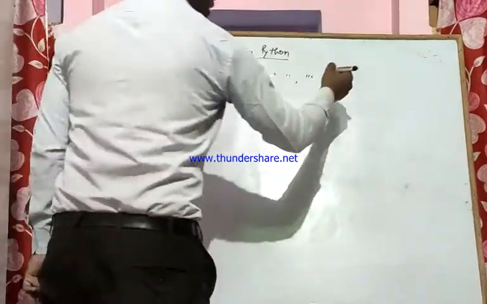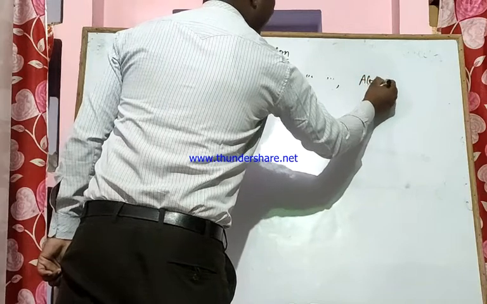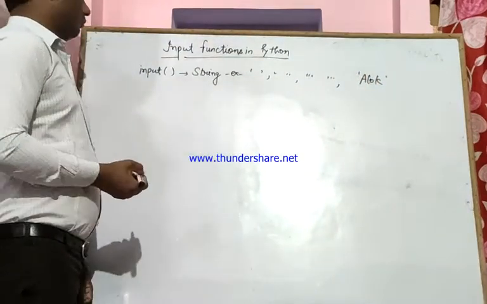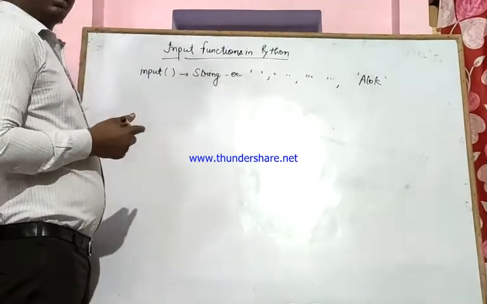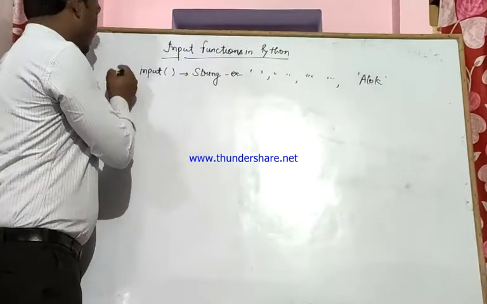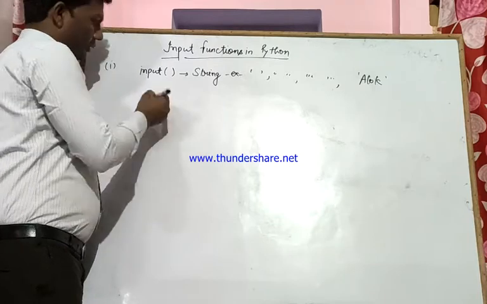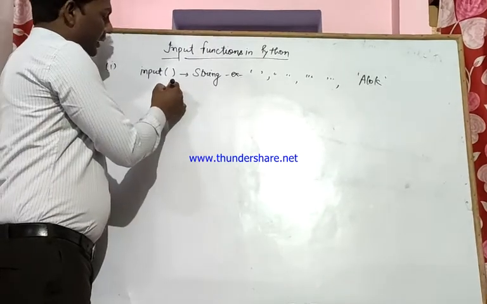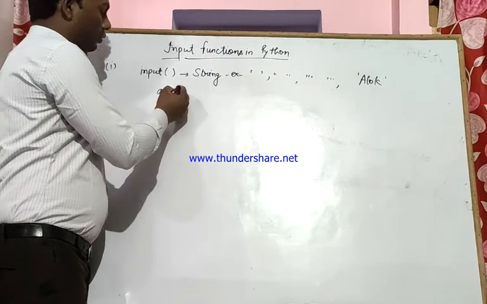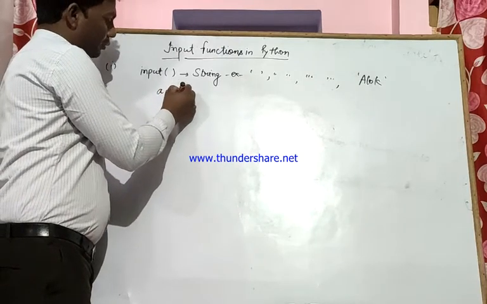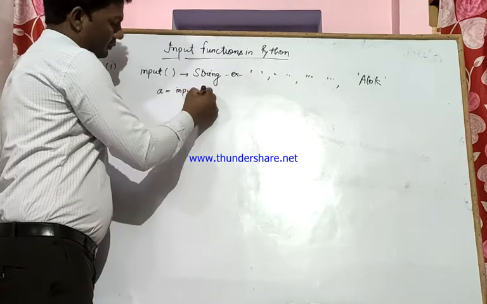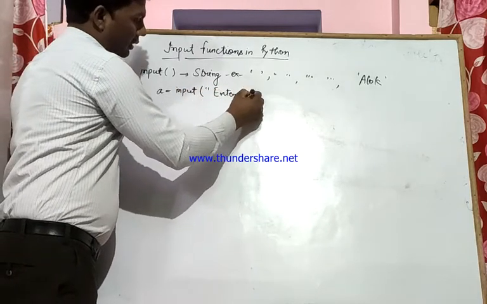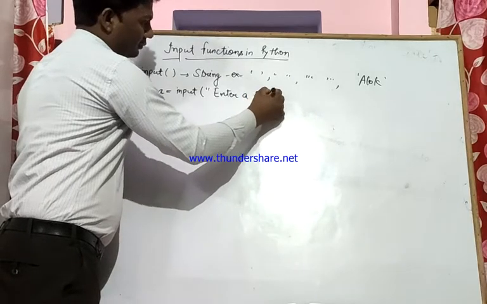For example, Alok, and you will write it inside the single quote. So how to take input as a string? First point. For example, a is a variable. In this variable we will store a string value. So we will use the input function: input, enter a string.